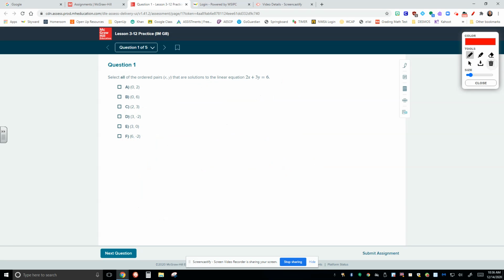Now, what do we mean by true? Let's go ahead and talk about this first one again. 2 times 0 plus 3 times 2 equals 6. This 2 times 0 is 0. 3 times 2 is 6. 6 is equal to 6. I don't know why I put an equals or plus sign there. Sorry. But since 6 is equal to 6, this is a true statement.